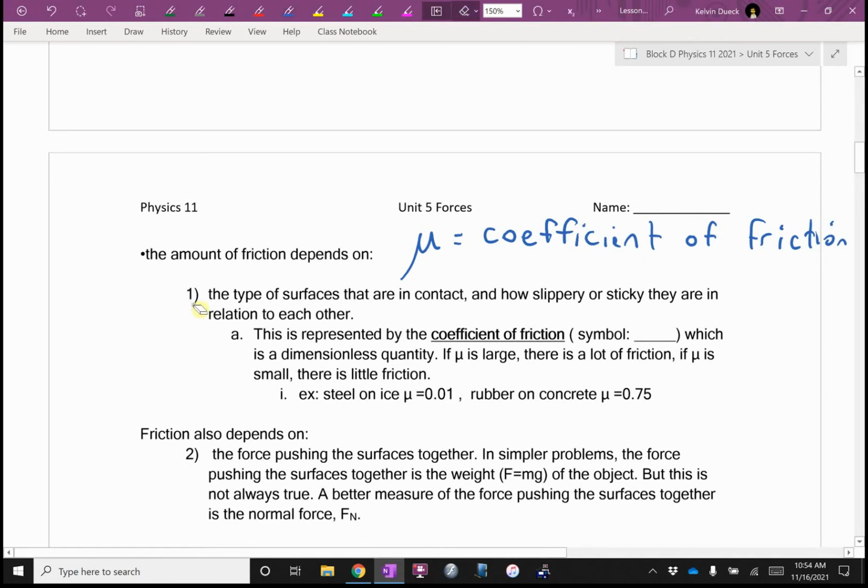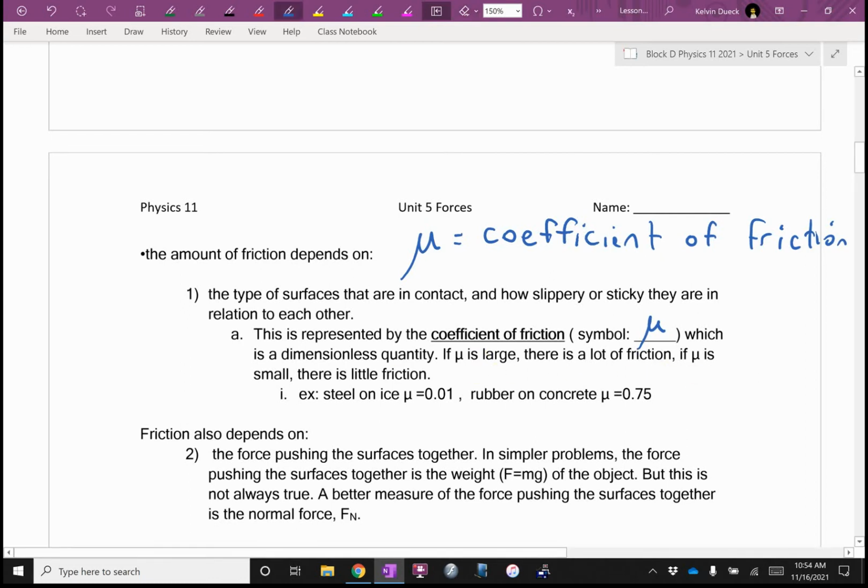It depends on the types of surfaces that are in contact and how slippery or sticky they are with each other. This is represented by the coefficient of friction, the Greek letter mu. It's a dimensionless quantity. What does that mean? It has no units. It's not a force. It's just a ratio. It's a ranking. The bigger it is, the stickier. The closer to zero, the slipperier. It can't be negative.